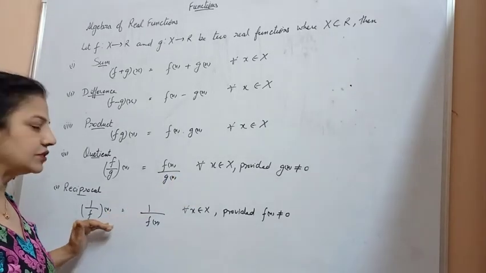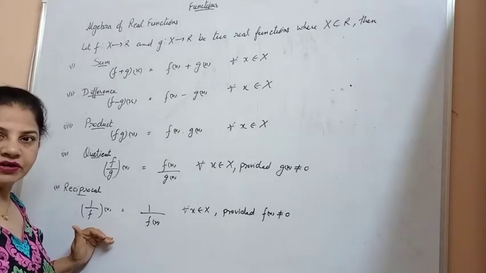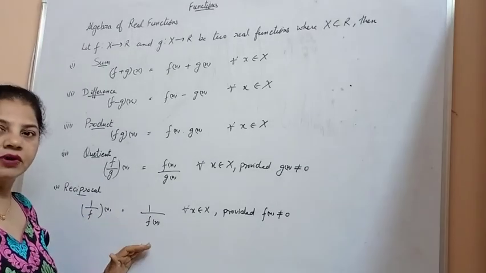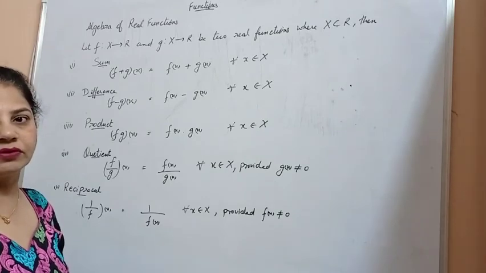And the reciprocal of the function, 1/f, where f is the function, is given as (1/f)(x) = 1/f(x) for all x belongs to X, provided that f(x) is not equal to 0.